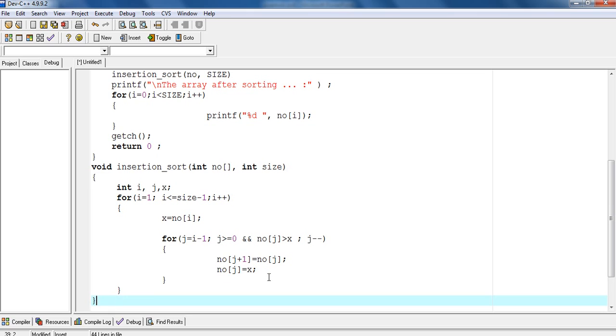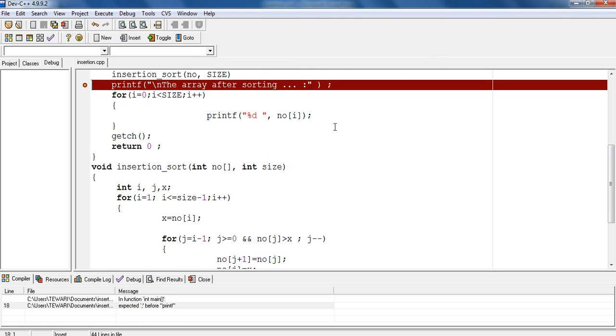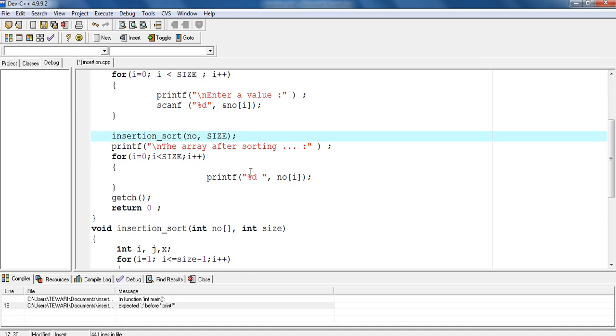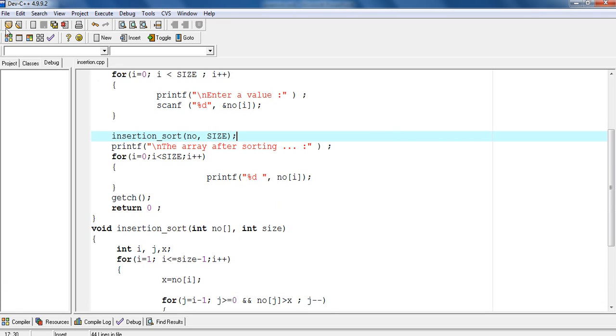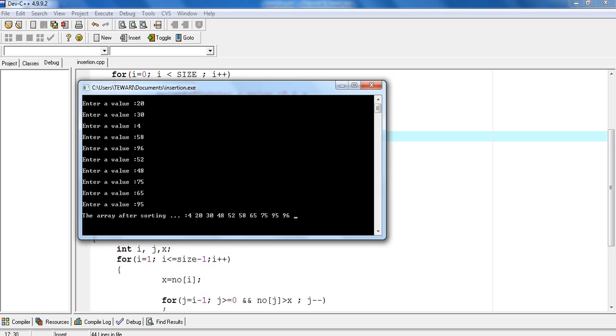Save it and execute. Okay, the array has been sorted: 20, 30, 48, 52, 58, 65, 75, 95, 96.